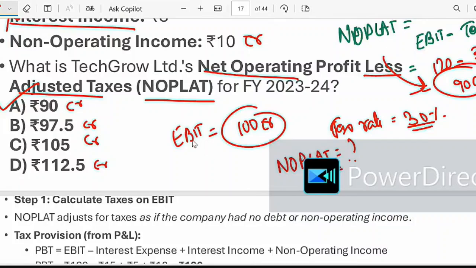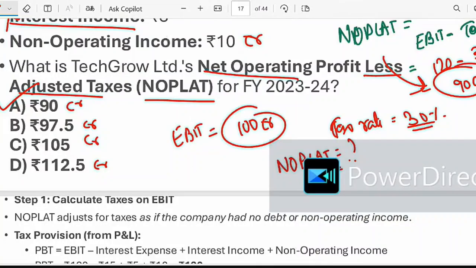So you can think of EBIT as the total profit your business made before paying interest and tax. Now NOPLAT just asks you how much profit is left after paying the tax, assuming no loan, no interest income. Why is this important? Because it tells us true profit from running the business, nothing else. Do you feel now confident calculating NOPLAT? I hope you feel.